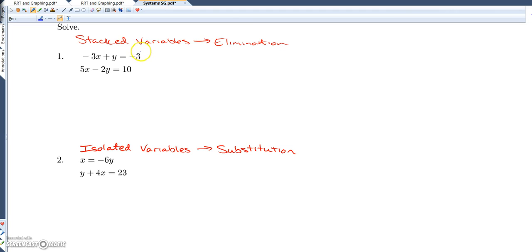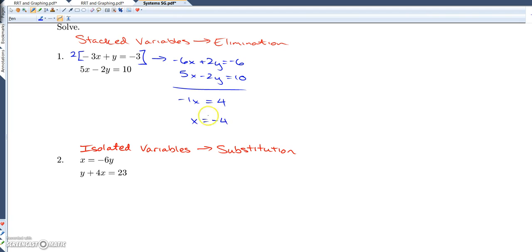I need to match up the y's. Multiplying the top one by 2, not changing the bottom one. Negative 6x plus 2y equals negative 6. The bottom one stayed the same, remember? The reason I did that is because now I see that my y's are going to cancel out. I end up with negative 1x equals positive 4. Get rid of the negative, x equals negative 4.